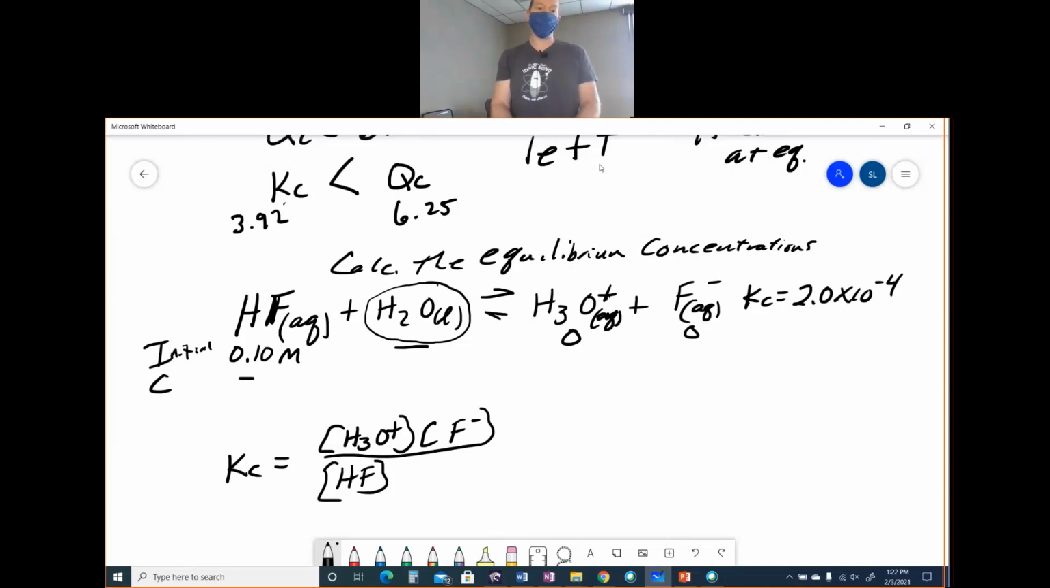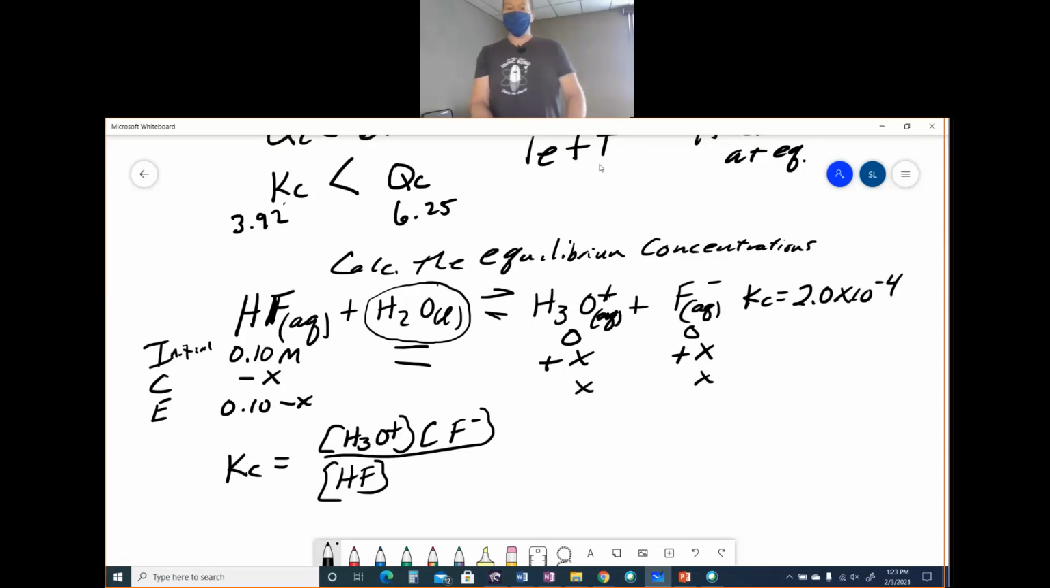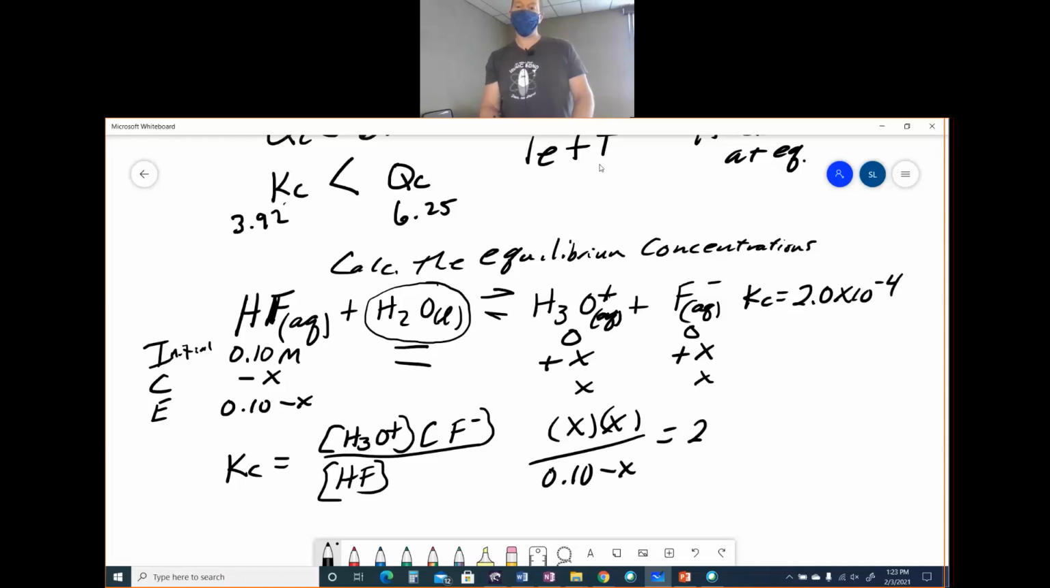So minus the coefficient of X, plus the coefficient of X. We're not worried about water. It is not part of the equilibrium. Plus the coefficient of 1x. So then at equilibrium, we have 0.10 minus x, we have x, and we have x. Right? And so then we just plug it in. We have x times x divided by 0.10 minus x, and that is equal to 2.0 times 10 to the minus 4.